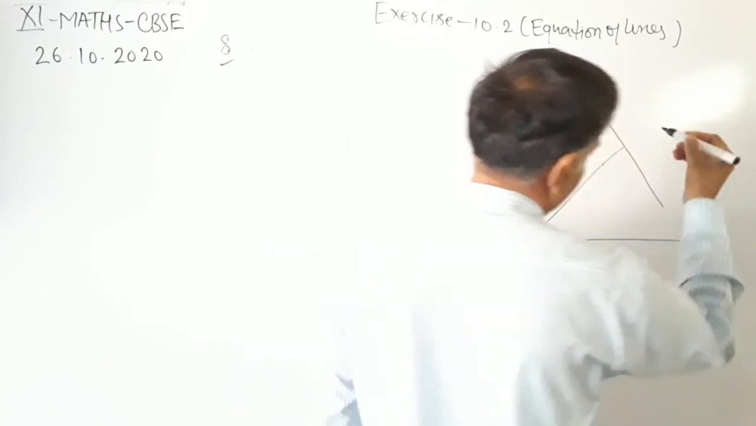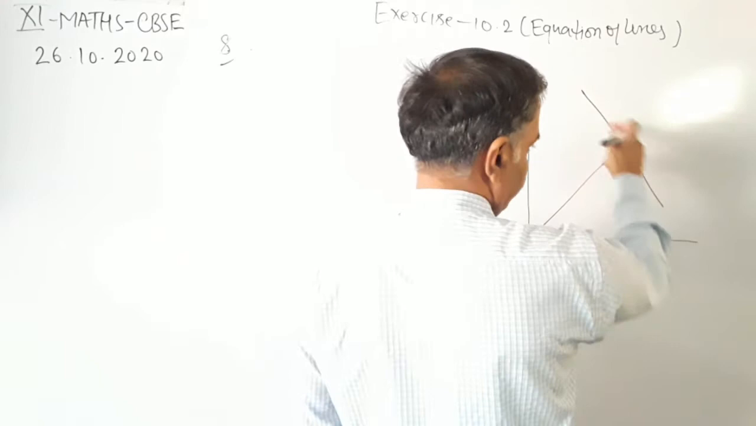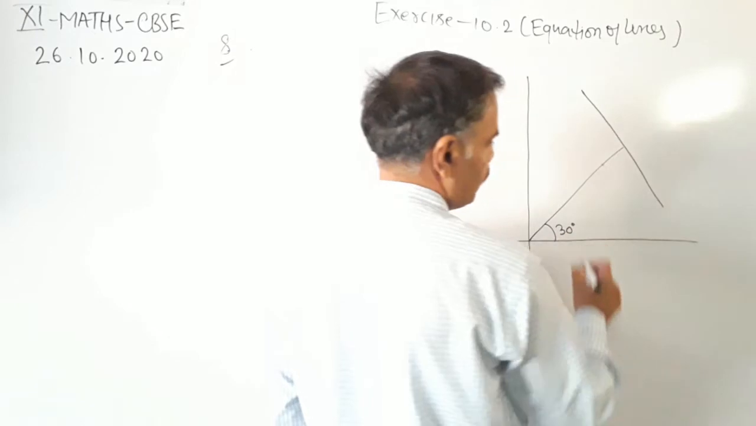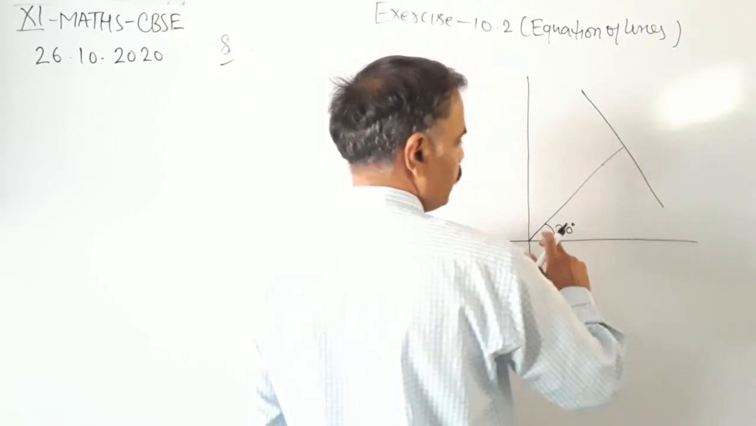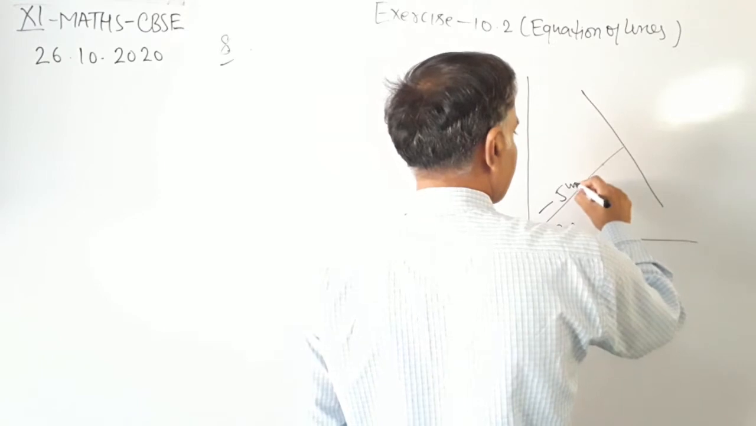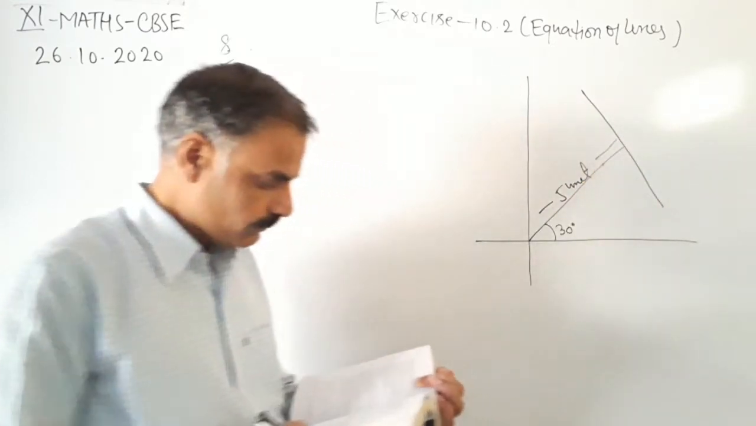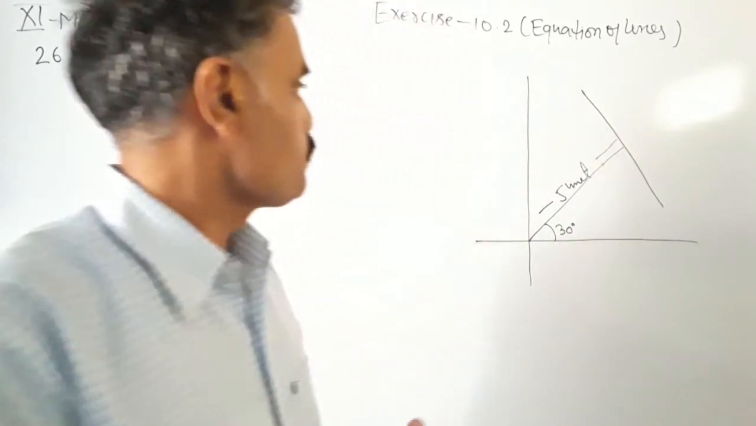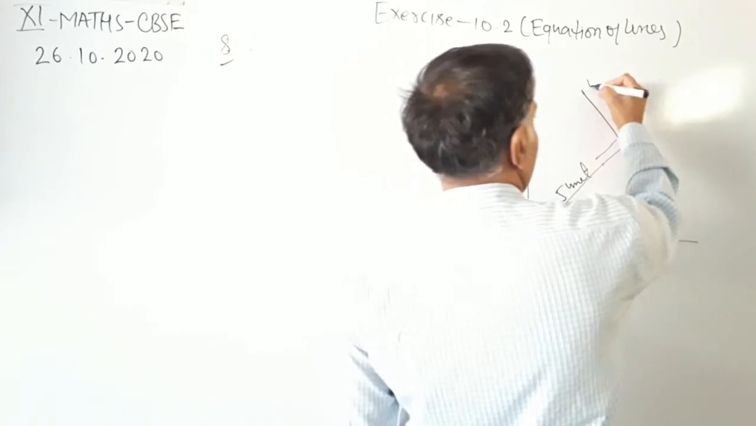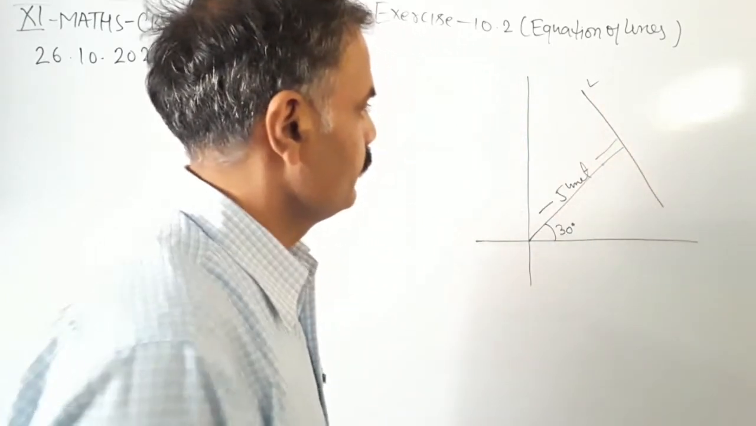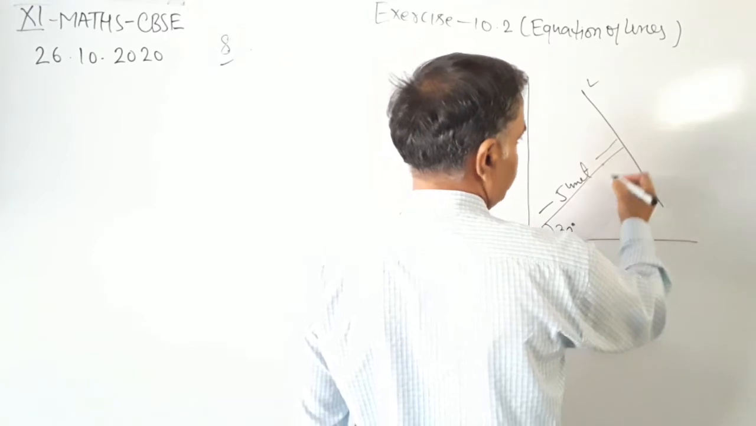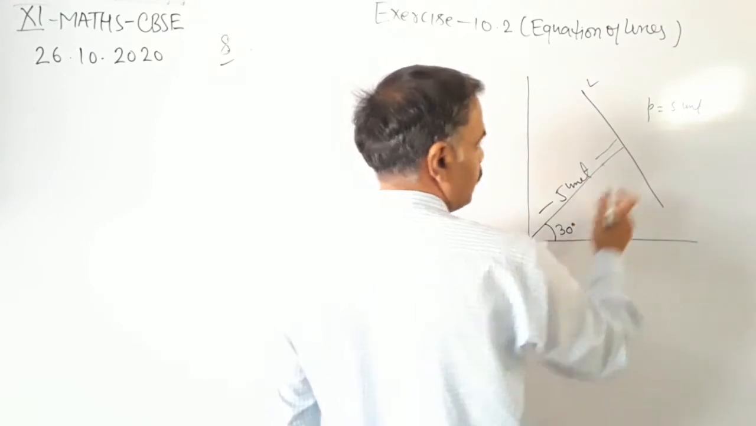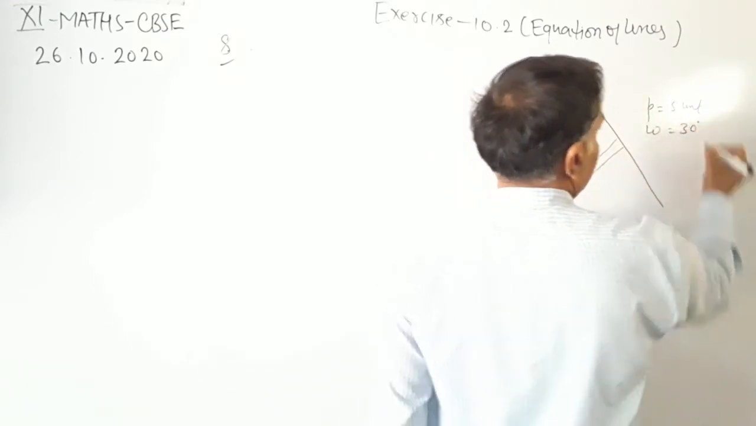This is the line, and the perpendicular to this line makes an angle of 30 degree. The perpendicular distance from the origin is given as 5 unit. We have to find the equation of the line L. So 5 unit is p, and this angle is 30 degree, that is, omega is 30 degree.